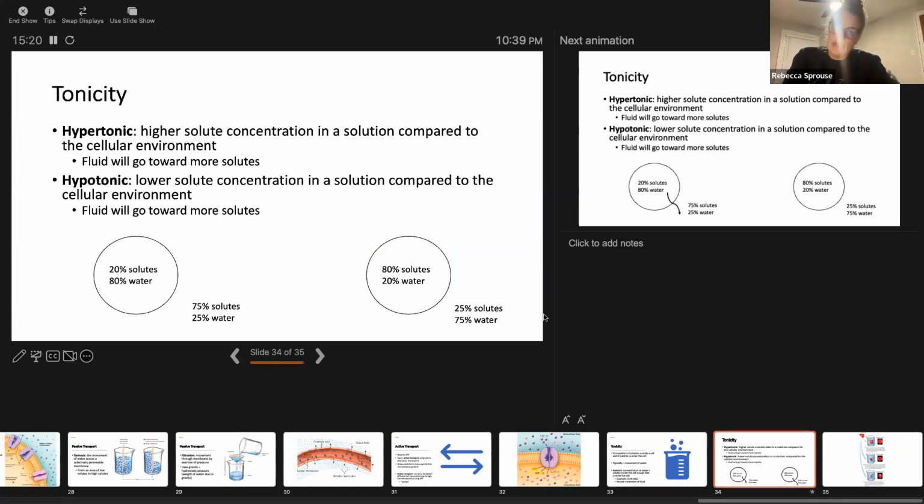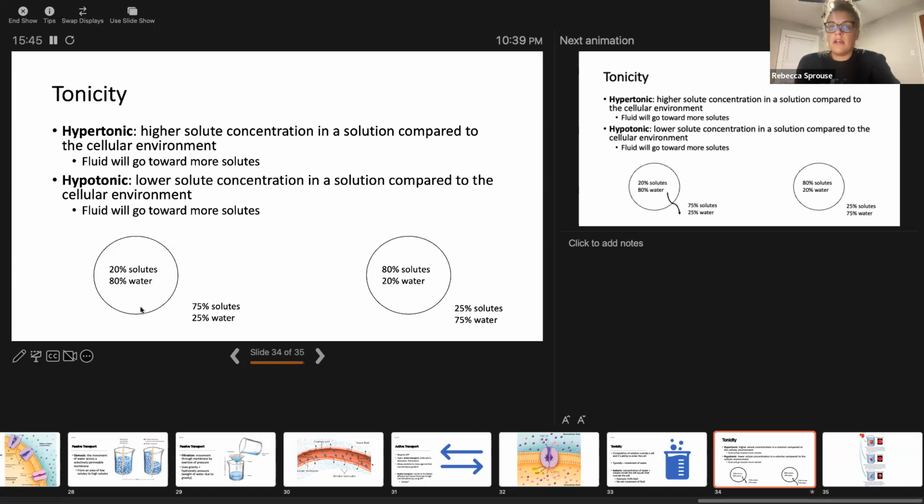Now, if that's not balanced, if it's not isotonic, it could be hypertonic or hypotonic. Hypertonic means high solutes. So hyper is high solute concentration in the solution compared to the cell. Hypotonic is going to be low solutes compared to the cell. And remember that water will follow solutes. So keep that in mind. We're going to go through a couple examples.